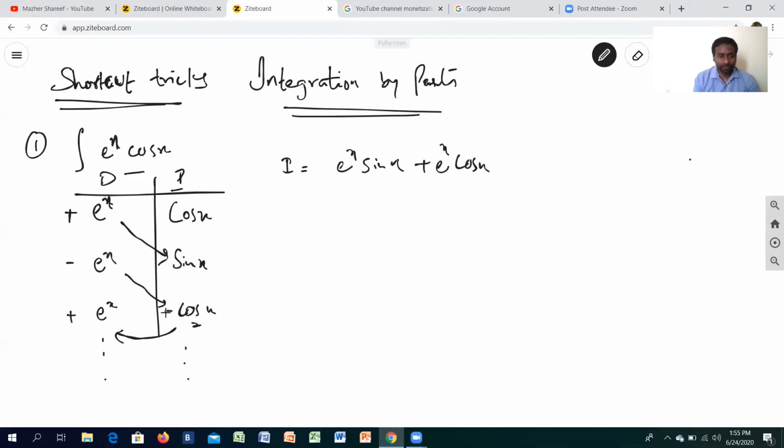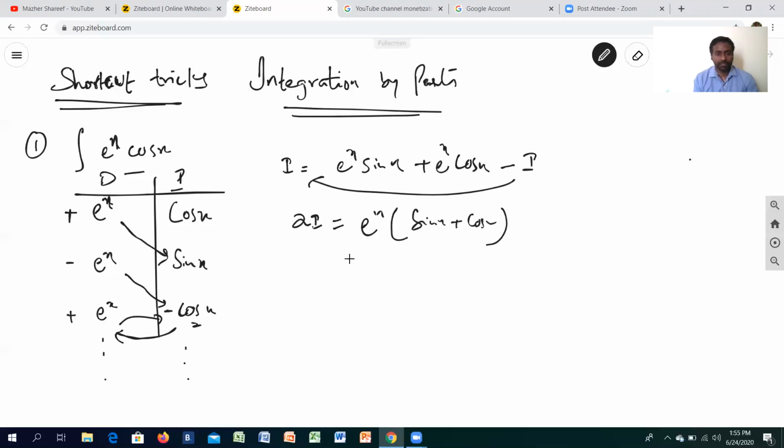And this, if you remember, I'm multiplying these two together, so plus into minus gives minus. And what is e raised to x cos x? It is nothing but the integral that I'm finding, so I'm taking it as I. Bringing it to the other side, it gives me 2I equals e raised to x common, sin x plus cos x. The final answer is e raised to x, sin x plus cos x, whole divided by 2.